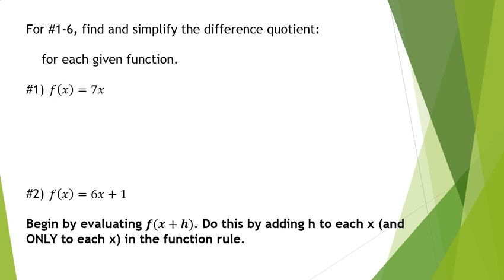First one is f of x is a very simple linear function, 7 times x. And the second one is only a slightly more complicated linear function, f of x is equal to 6x plus 1. We want to begin by evaluating f of x plus h. We do this by taking the function rule, and everywhere we see an x, make it into x plus h. So here's an x, and here's an x, and those will become x plus h. Only the x's are changed.